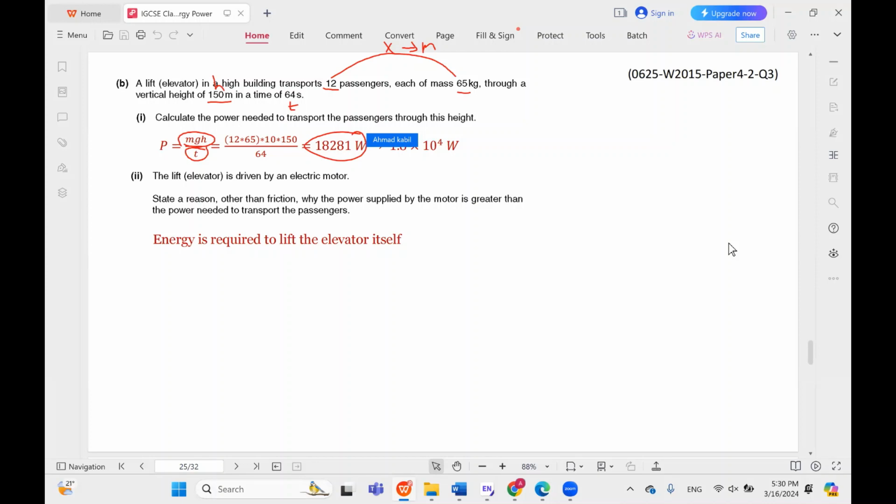18,281 watts, which is roughly equal to 1.8 times 10 to the power of 4 watts.